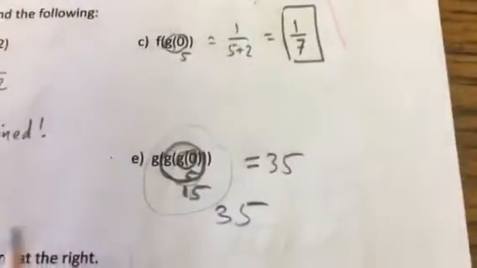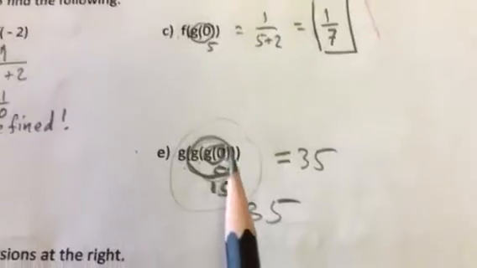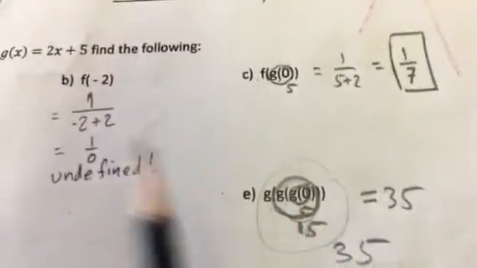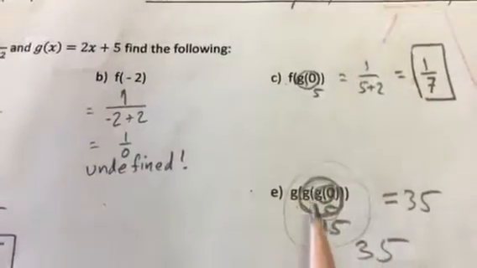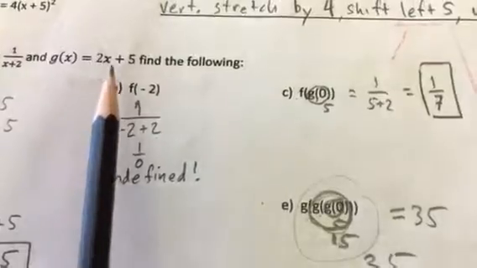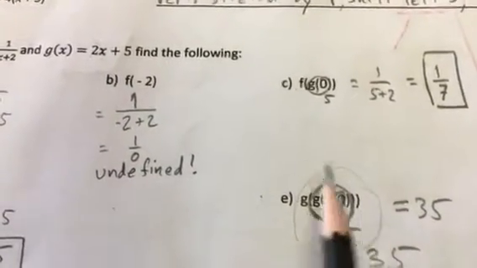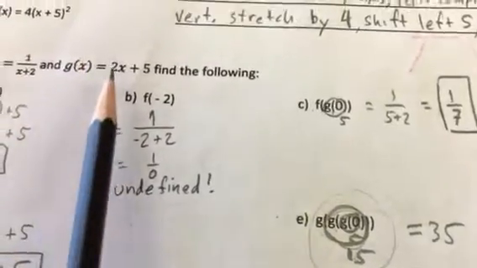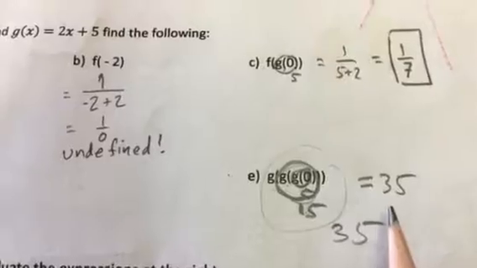Okay, last one, g of g of g of 0. Put a 0 into g, right there. 2 times 0 plus 5 is 5. Now I'm going to take 5 and put it into g once more. 2 times 5 plus 5 is 15. Now I'm going to take 15 and one last time put it into g. So 2 times 15 is 30 plus 5 makes 35.